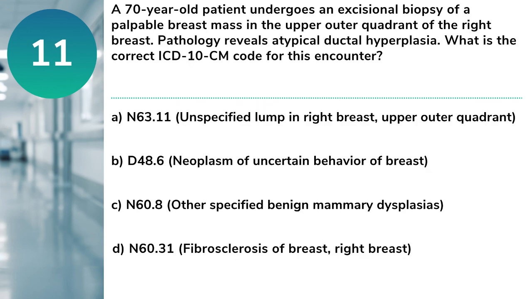Question 11. A 70-year-old patient undergoes an excisional biopsy of a palpable breast mass in the upper outer quadrant of the right breast. Pathology reveals atypical ductal hyperplasia. What is the correct ICD-10-CM code for this encounter? A. N63.11, unspecified lump in right breast, upper outer quadrant. B. D48.6, neoplasm of uncertain behavior of breast. C. N60.8, other specified benign mammary dysplasias. D. N60.31, fibrosclerosis of breast, right breast.